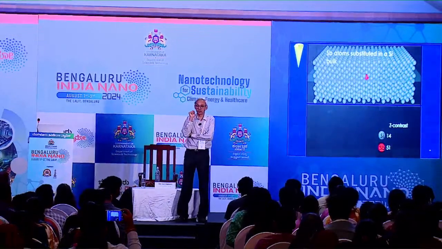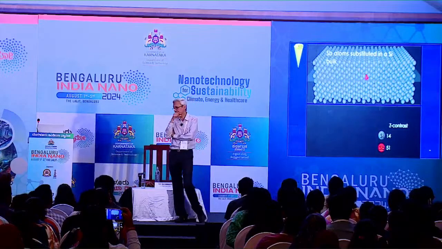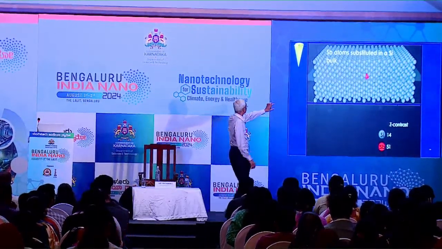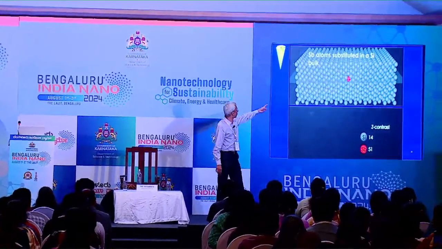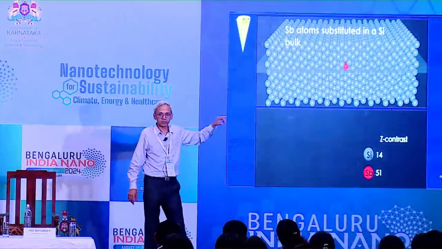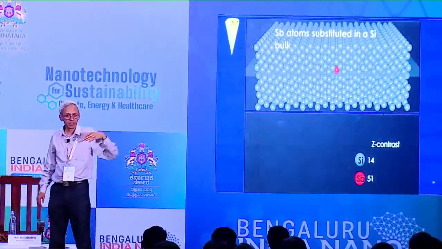So I will tell you what the principle is and what we are actually seeing in terms of atoms. Suppose we have a specimen, this is an example, a silicon specimen, which contains a few red atoms there, which is antimony. The main difference between these two is that they have very different atomic numbers.